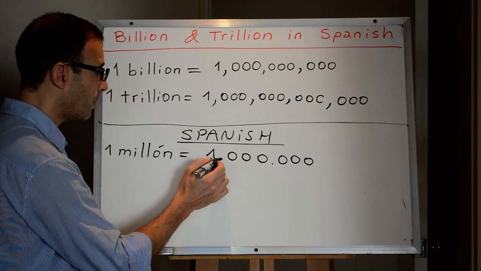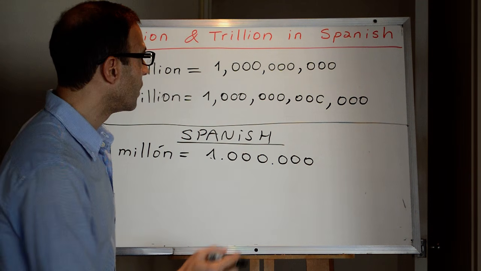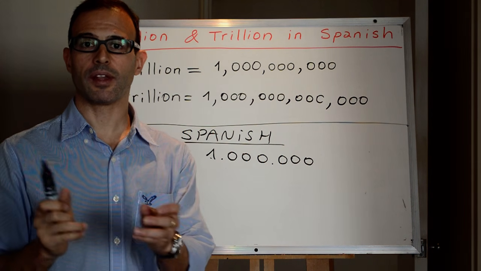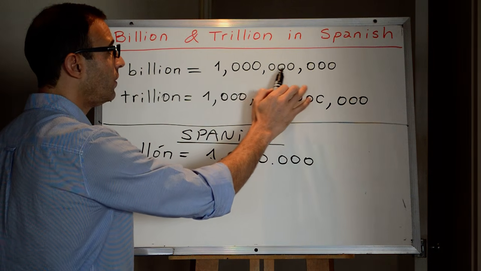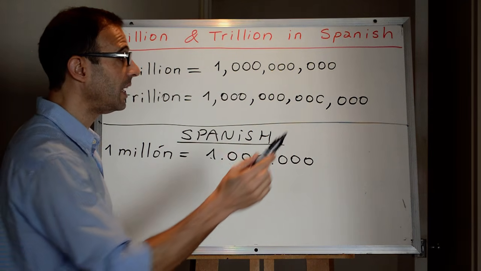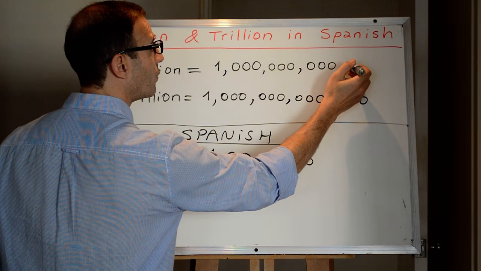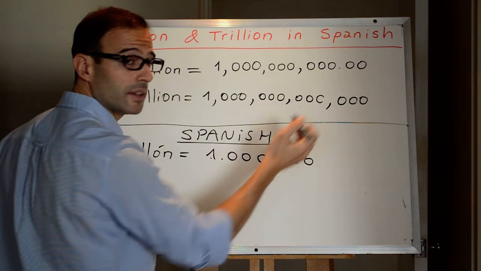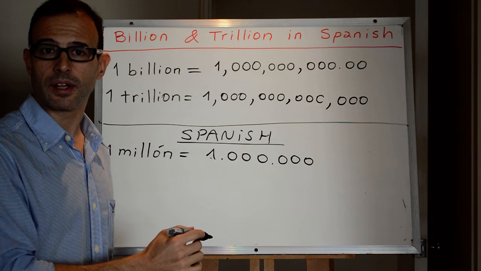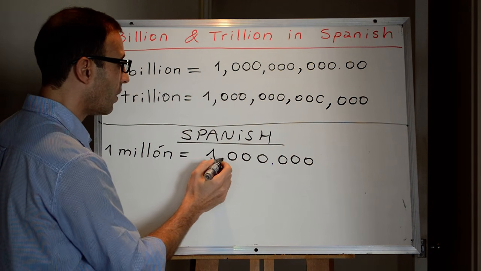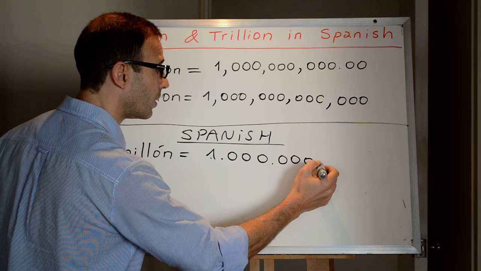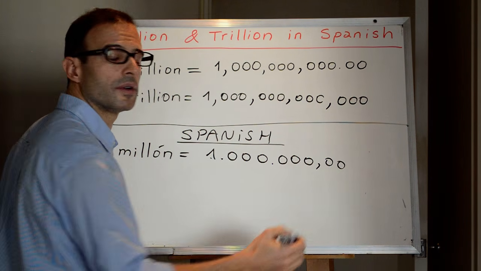Well, just remember that while in English we use the comma to separate the thousands, so the 3 zeros in English are separated by commas, okay? And the decimals in English are separated by the dots, right? In Spanish, it's the other way around. In Spanish, we use the dots to separate the 3 zeros, the thousands, and we use the comma for the decimals. So, remember that.